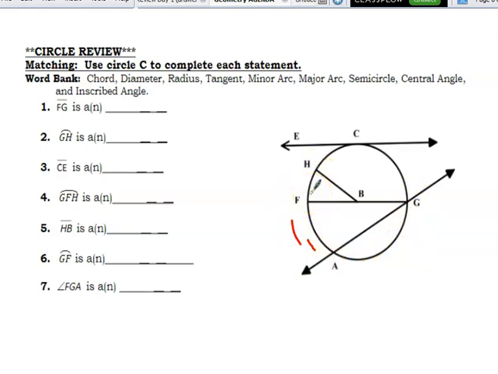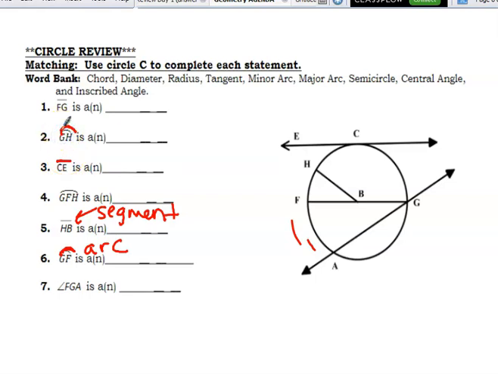HB, well, it goes from the outside to the middle, so it is the radius. GF, G to F is a semicircle. That's 180. Do you see this little line over it? That means an arc, and that means a segment. Okay, so the difference between an arc and a segment. When they're saying CE, that's a line, right? Compared to GH, that's an arc.